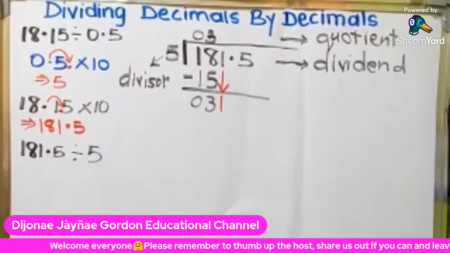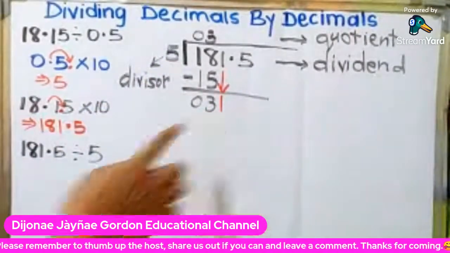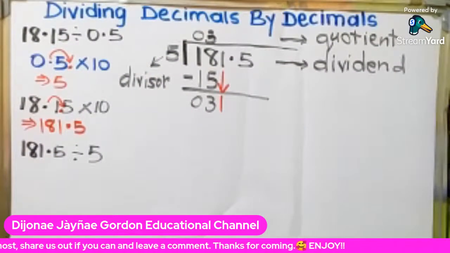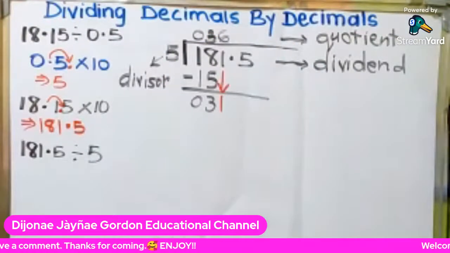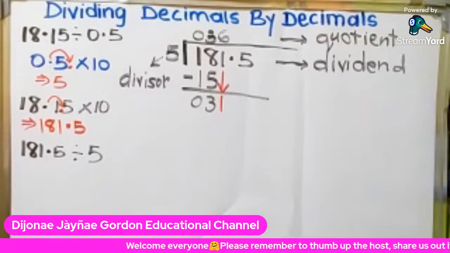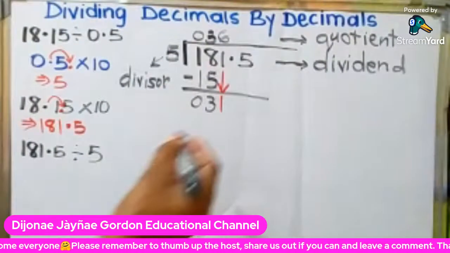And of course, I'm going to end up with 31. Now ask yourself, how many groups of 5 can you get from 31? Of course, you can get 6 groups of 5. I'm going to write my 6 right there. The next thing you are going to do is to multiply. You're going to take this 6 and multiply it by this 5, and you're going to get 30.